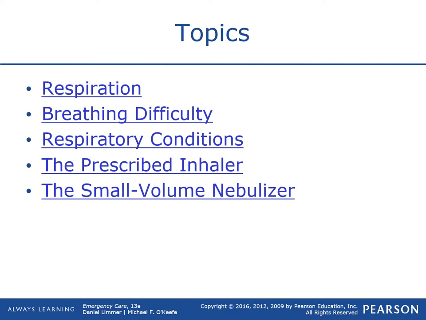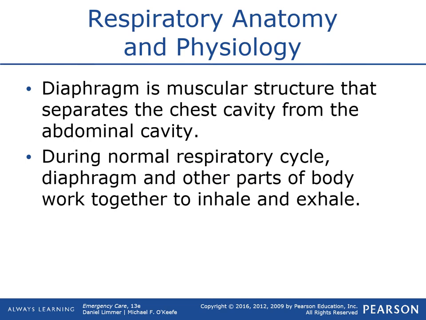Then we're going to review signs and symptoms of respiratory compromise and breathing difficulty. Then we'll get into the actual specific respiratory emergencies that we'll see, how we diagnose them, the signs and symptoms behind them, and then how we treat them. And then we'll review albuterol and inhalers at the end. So like I said, most of this should be review at this point, but we'll go over it real quickly.